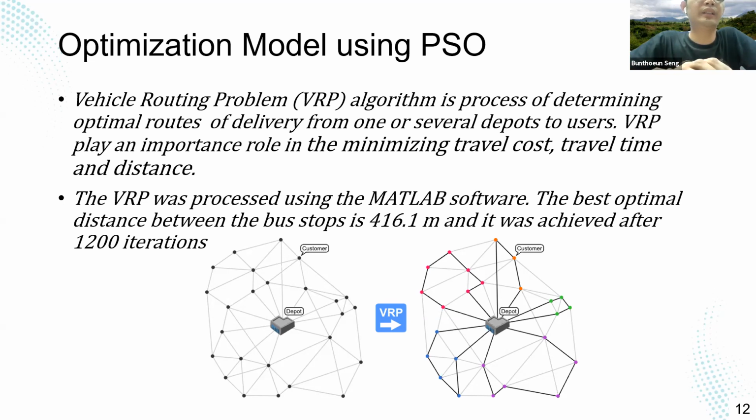In this study, the VRP algorithm was processed using MATLAB software. After running this program, it provided the best distance between stops of around 416 meters, and this result was achieved after 1,200 iterations. It means the optimization was processed and gave a result, then reprocessed again and gave a result. So this is the best route optimization.